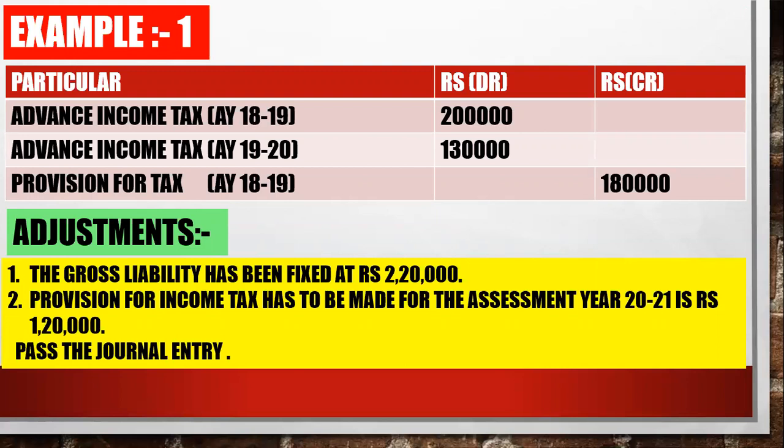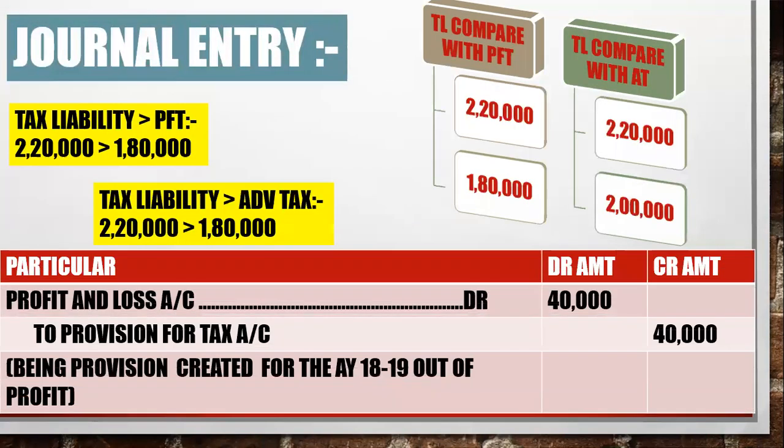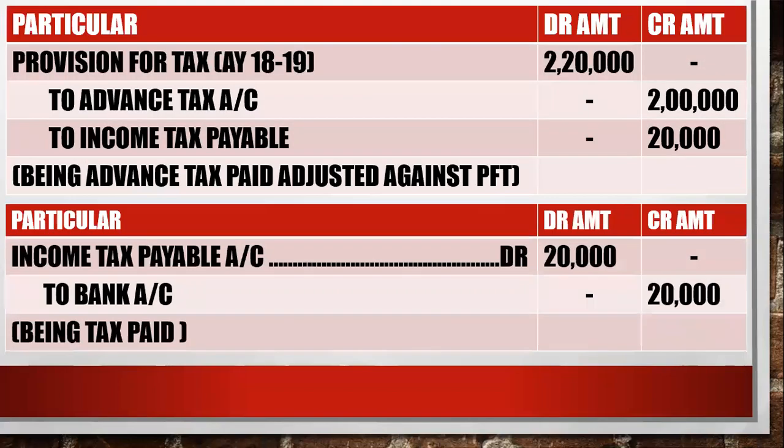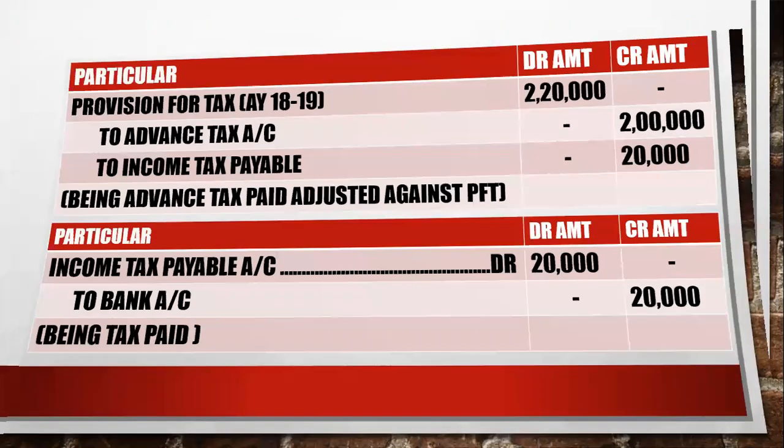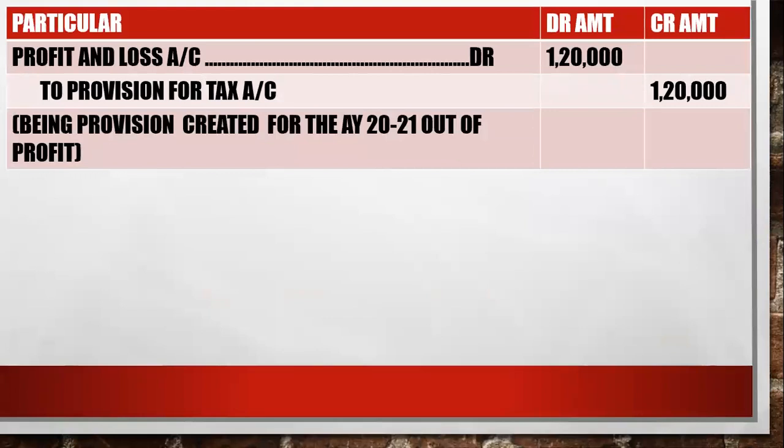See, you will make a provision out of your profit. Profit and loss to provision for tax. Yes, for the next assessment year 2021 of rupees 1 lakh 20,000, you have to pass the journal entry. This is my first adjustment and this is my second adjustment. Profit and loss account debit to provision for tax 1 lakh 20,000. The provision is created for assessment year 2021 out of your profit. Clear, everyone? Yes. This was my example 1.